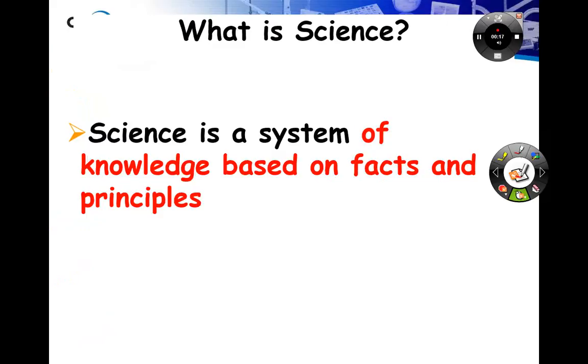What is science? Science is a system of knowledge based on facts and principles. You should be writing this in your word maps. This is also one of the new words that we're writing in our word maps. Please pay careful note to add those to your word maps.